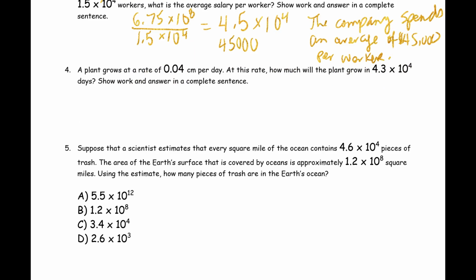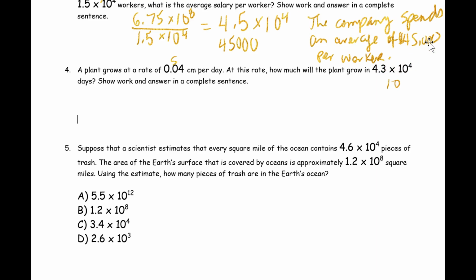I make the larger number 10, make the smaller number 5, and I just read it again. A plant grows at a rate of 5 centimeters per day. At this rate, how much will the plant grow in 10 days? Okay, so that means multiply. That's exactly what this means to do. If I have 5 inches per day, 10 days, 5 times 10 gives you 50. So I'll take the 0.04 and multiply it by 4.3 times 10 to the 4th power.